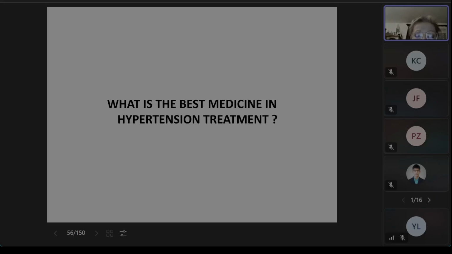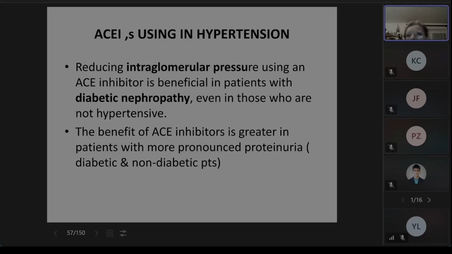As I've told you, the first step nowadays in patients with hypertension, as well as in patients suffering from diabetic nephropathy, is using ACEs, because ACEs can reduce intraglomerular pressure. In this way, they can also reduce albuminuria as well as overt proteinuria, and so they have a nephroprotective as well as a cardioprotective action.